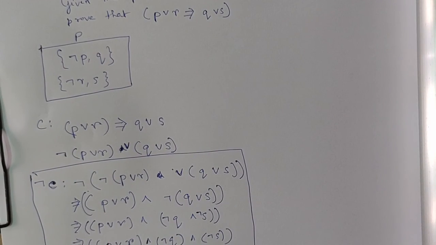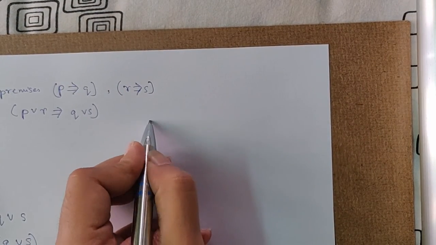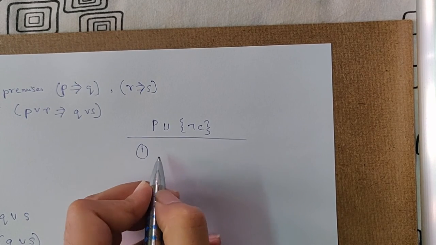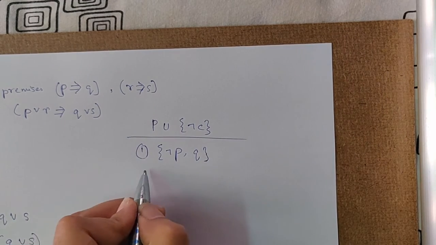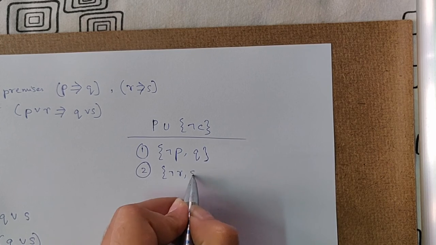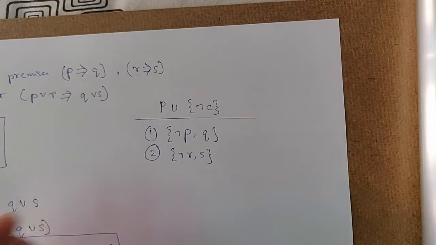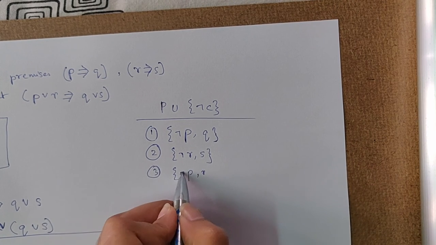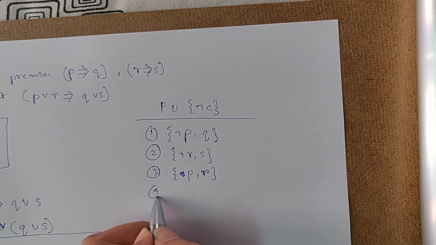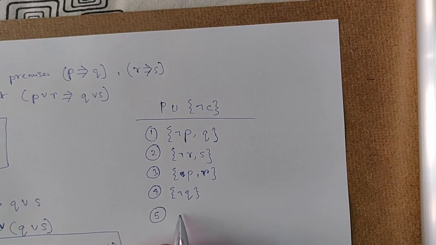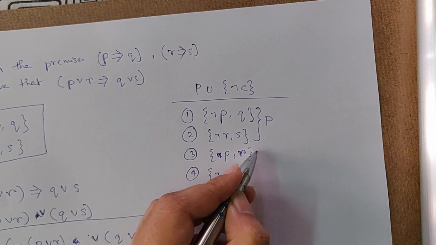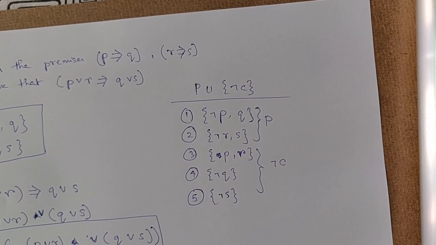This is my not C now. Right, this is my P and this is my not C. Now let us construct my P union not C. My P is coming 1, these two 1 and 2 are my P, and third sentence onwards is not C. So this is my P and this is my not C. So let us do resolution among them.